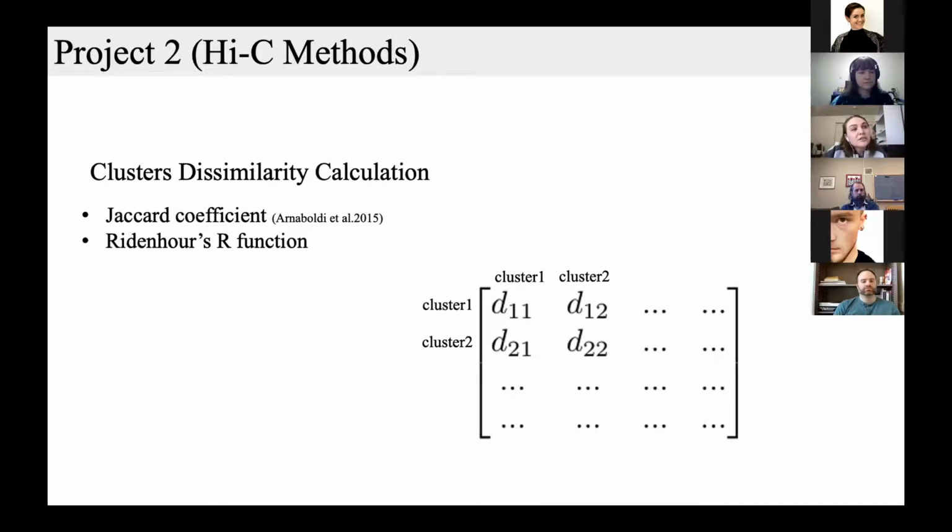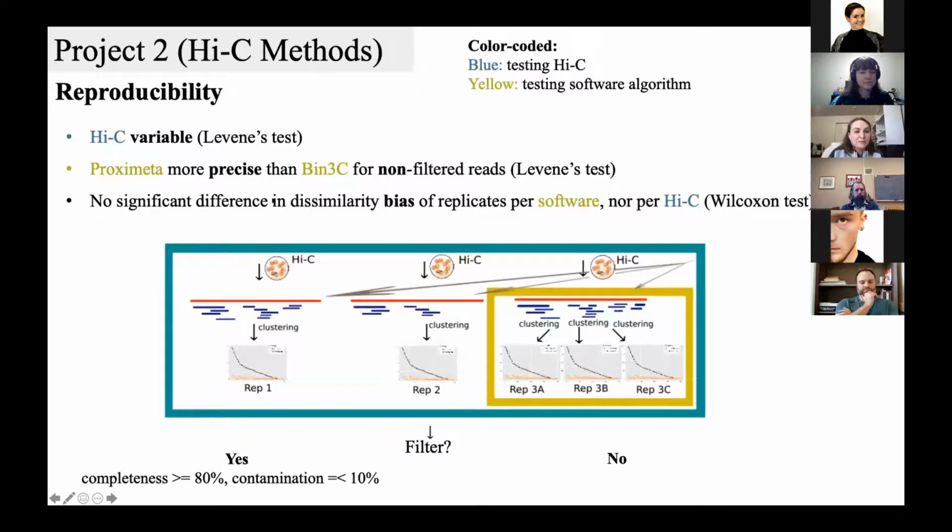And here it was done in collaboration with Dr. Ben Ridenauer from the Mathematics and Statistics Department. He wrote an R function that calculates the Jaccard coefficient, which calculates the dissimilarities of the clusters, because our outputs are clusters. So we want to see how well those algorithms perform. And so I use the Jaccard coefficient dissimilarity to evaluate the Hi-C and the Proximeta.